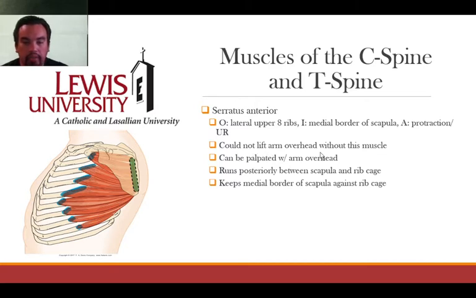We could not lift our arm overhead without this muscle. It can be palpated with the arm overhead, and it runs posteriorly between the scapula and the rib cage and keeps the medial border of the scapula against the rib cage. This will come into play a lot more during lab when we actually start palpating, and we can see some of these dysfunctions that I'm sure some of you have.